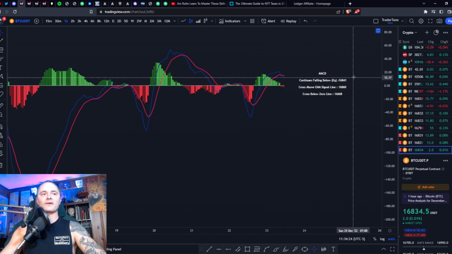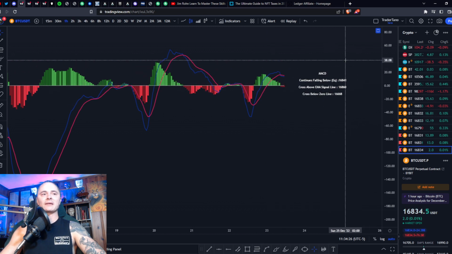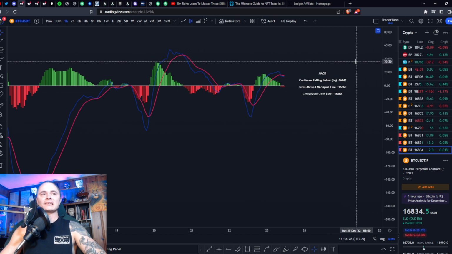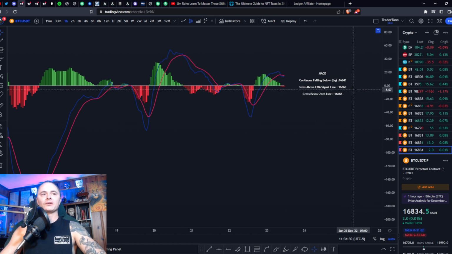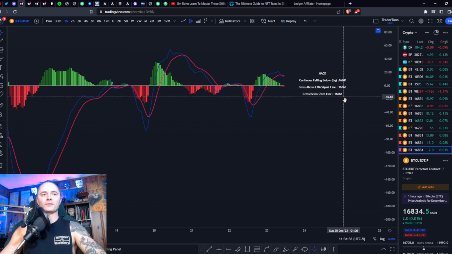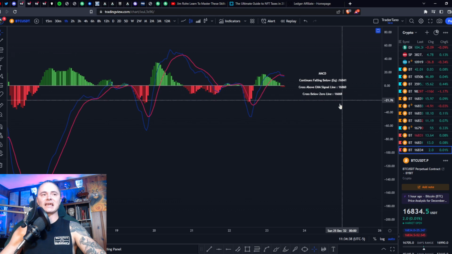You're going to continue falling as long as you stay below 16,841. You'll cross above the signal line if you can get back above 16,860. And you'll cross the zero line if we get below 16,668.